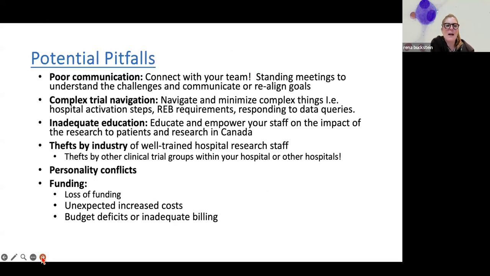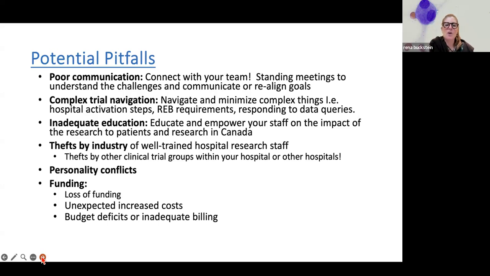So what are pitfalls? Poor communication. I encourage all my co-investigators to be very communicative with the research assistants that are in clinic with them and seeing the patients with them. Appreciate them, praise them, point out where mistakes are made, but in a non-punitive way, so that they're able to learn and not be intimidated. And you need to have standing meetings with your staff and your research supervisor to understand the challenges and improve communication and realign your goals.